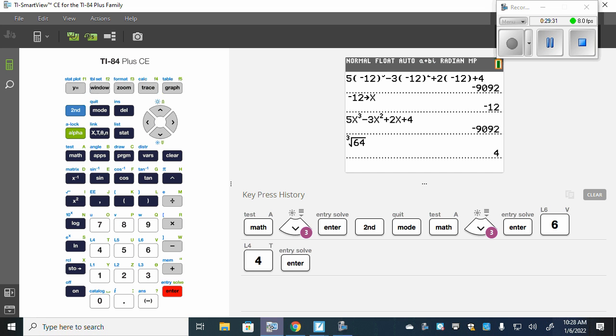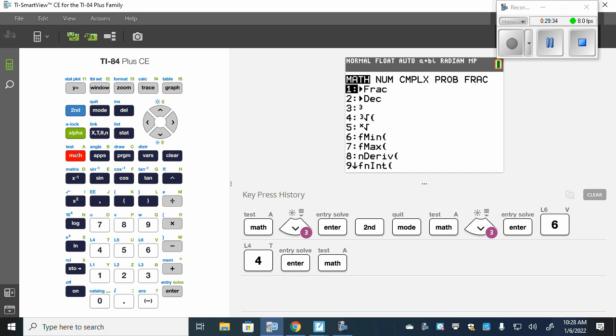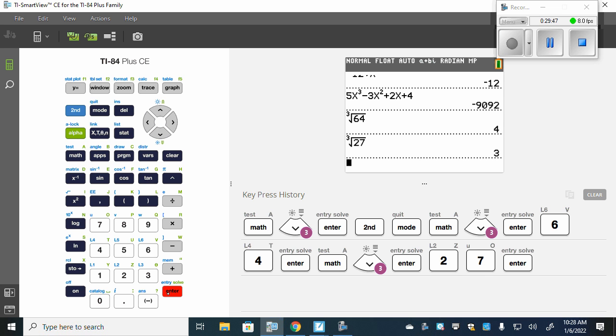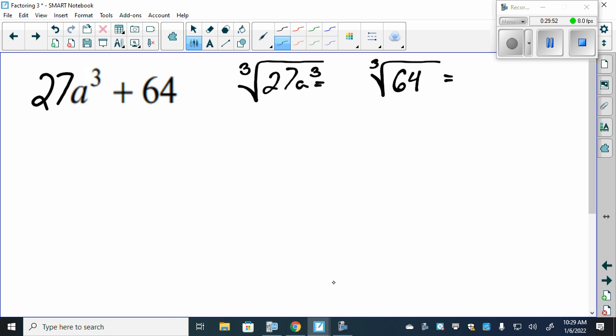is we can come over here and go math, down to the cubed root and type in 27 and see if we can take the cubed root of 27, which is 3. So over here we know that the cubed root of 27 is 3, and the cubed root of a cubed would be a. We can do the cubed roots of the variables pretty easy. They're not too bad. Now the cubed root of 64 is 4.